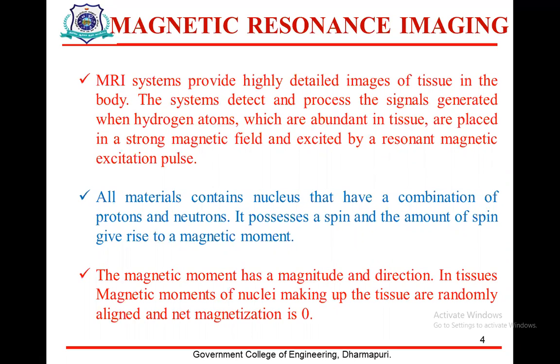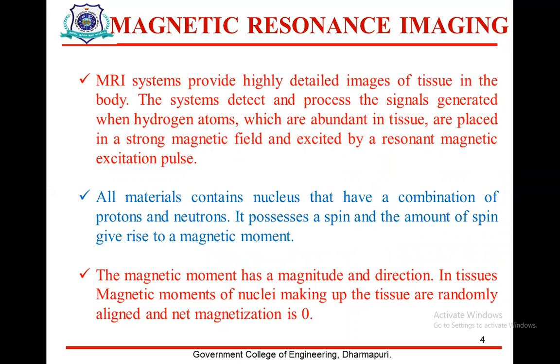The MRI system provides highly detailed images of tissue in the body. The system detects and processes the signal generated when hydrogen atoms, which are abundant in tissue, are placed in a strong magnetic field and excited by a resonant magnetic excitation pulse.